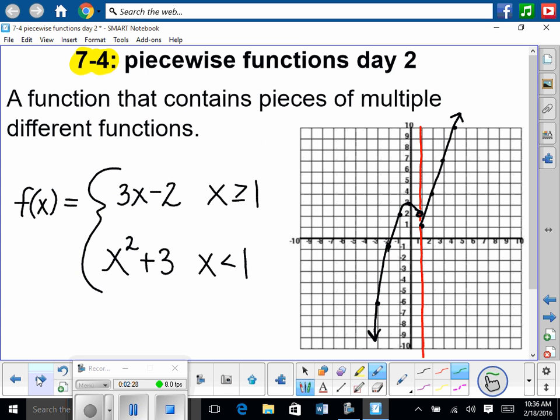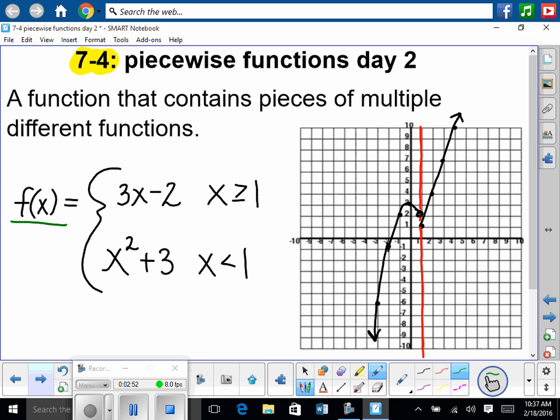Okay, let's go on to today's lesson. So 7-4 was yesterday. We learned piecewise functions. So I just want to remind you, we're going to be building on that today. Piecewise functions just means you have one function that contains pieces of multiple functions. So this is just an example looking at it. This is a piecewise function. So we have this one function f of x, and it contains these two pieces. So we have a line and a quadratic.